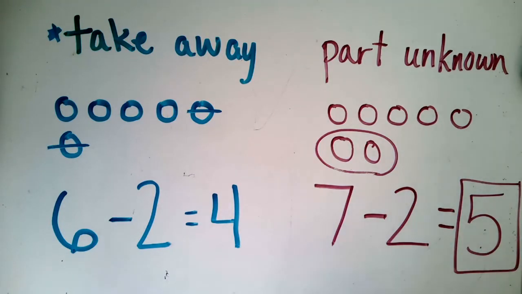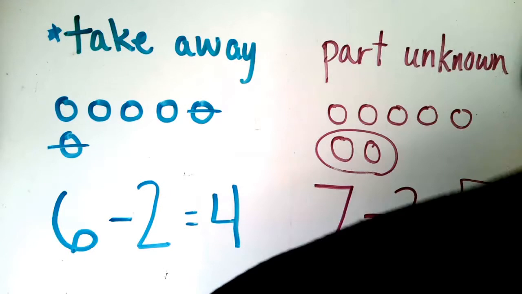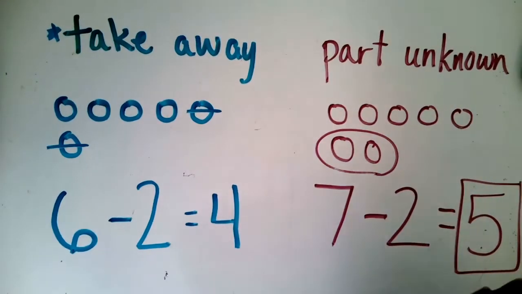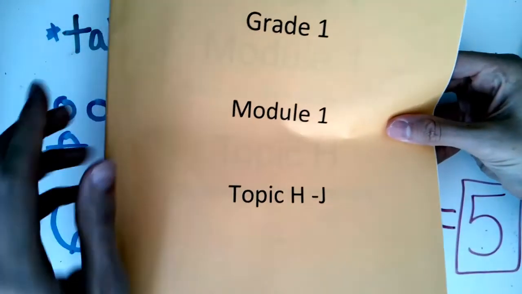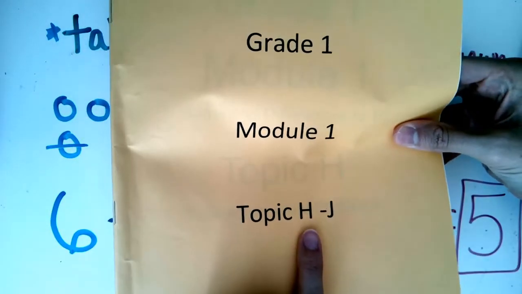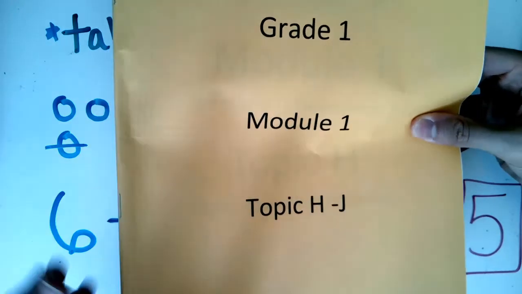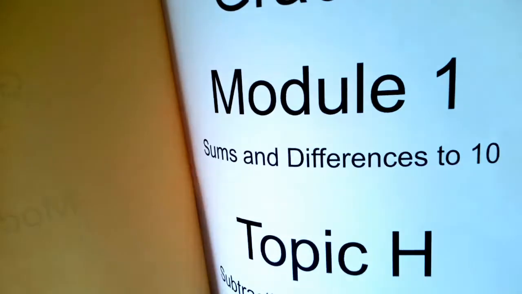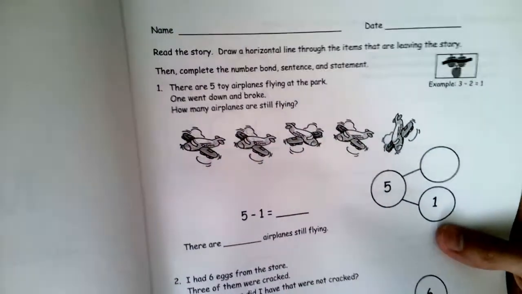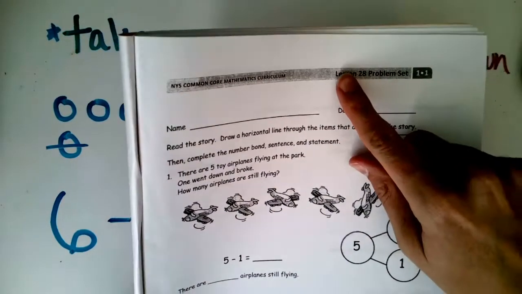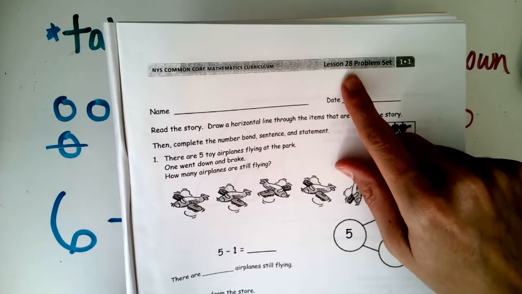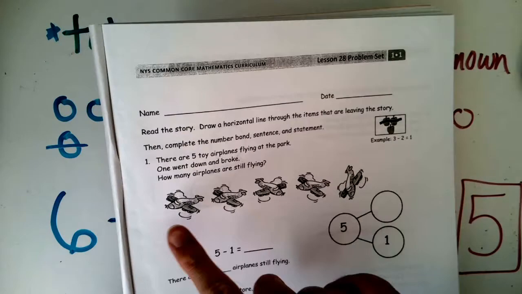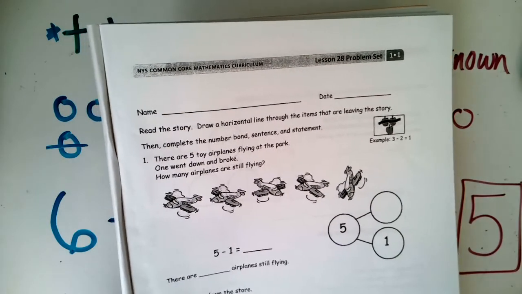Now we're going to need something to write with as well as our math book. Now, boys and girls, we will need this math book today, the one that has topic H on the front. Okay? We'll want the one that says topic H on the front. And I'm actually going to flip, it's going to be one of your very first pages to the lesson 28 problem set. Okay? The lesson 28 problem set. And you'll see airplanes here at the top. Alrighty?